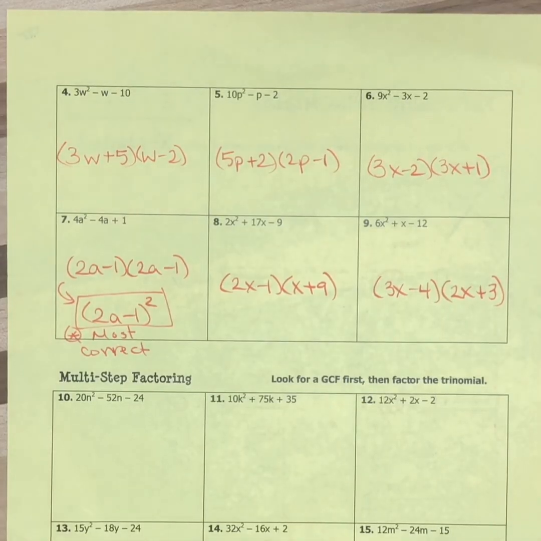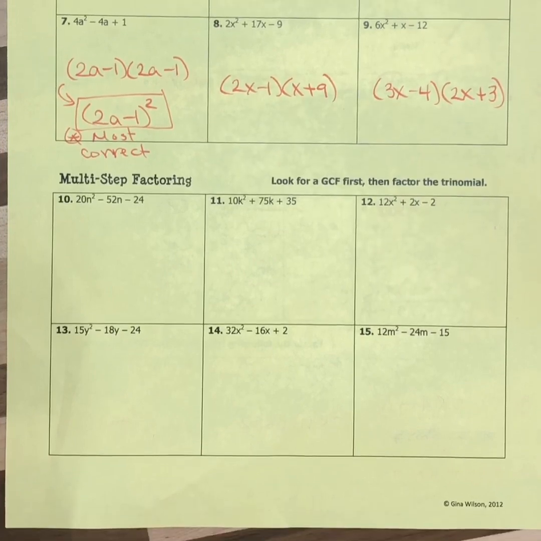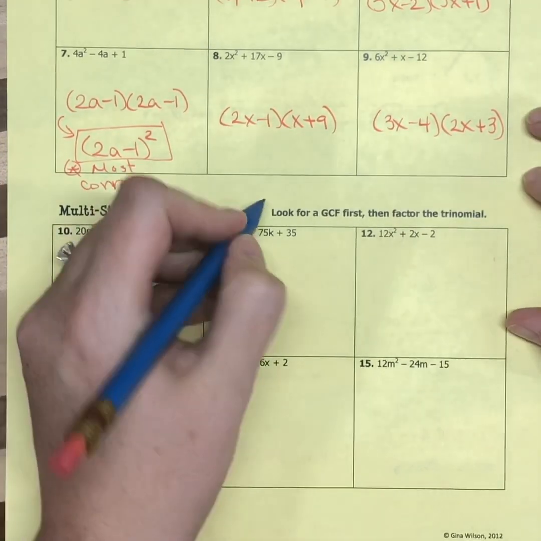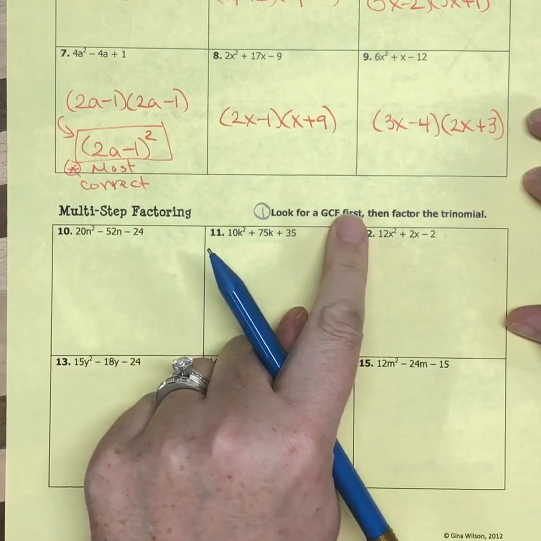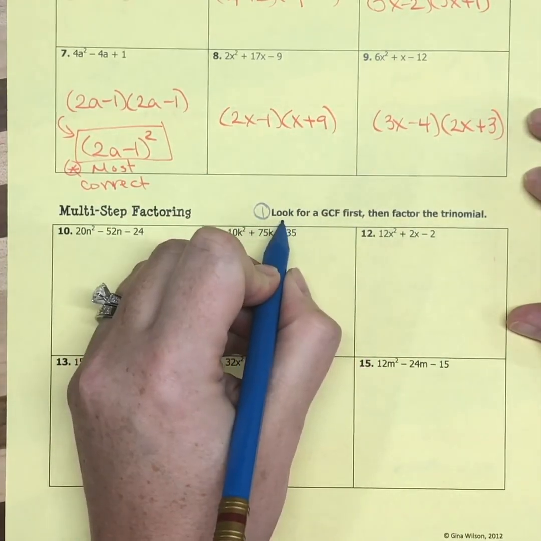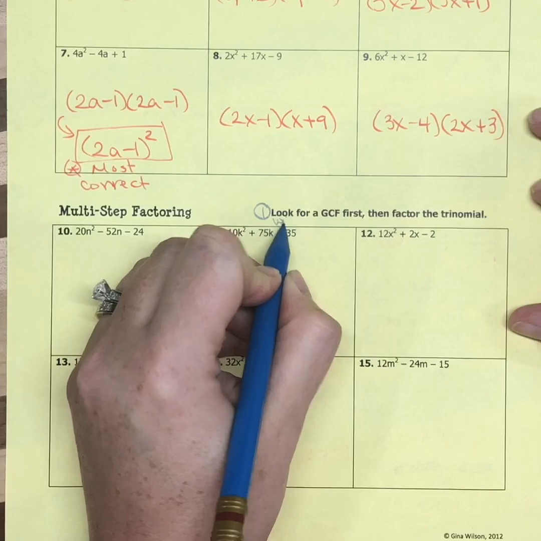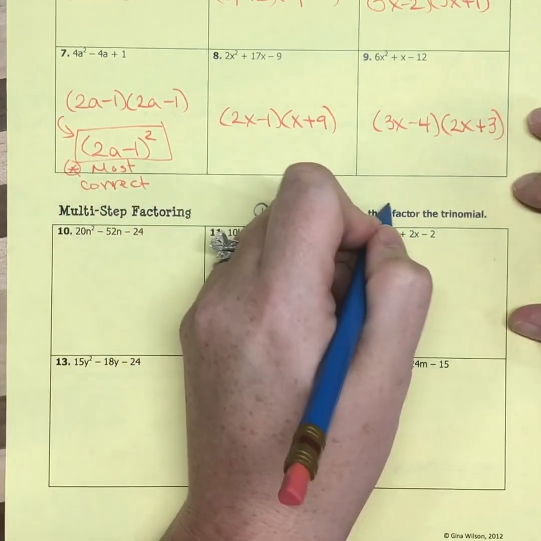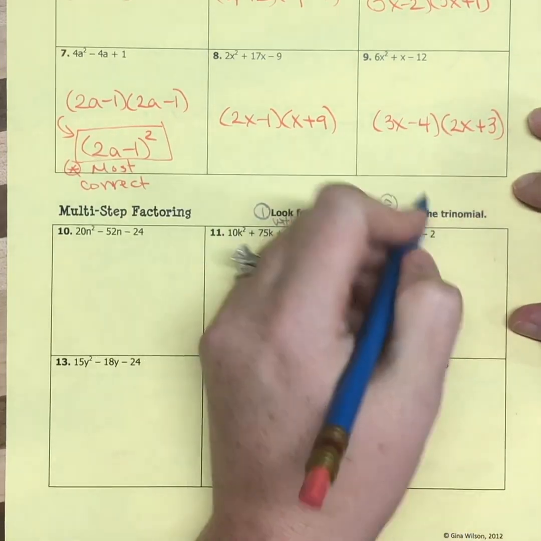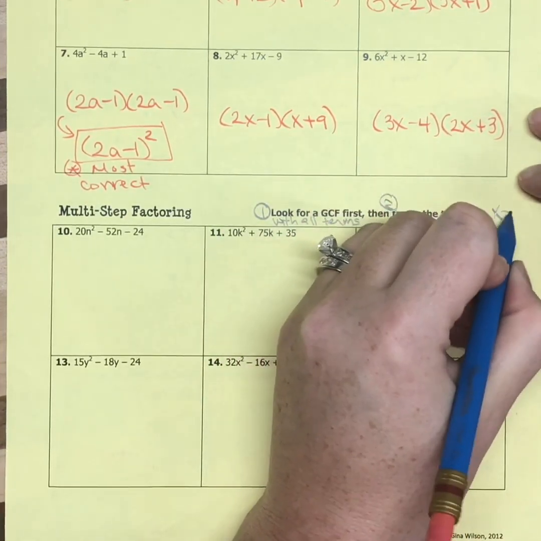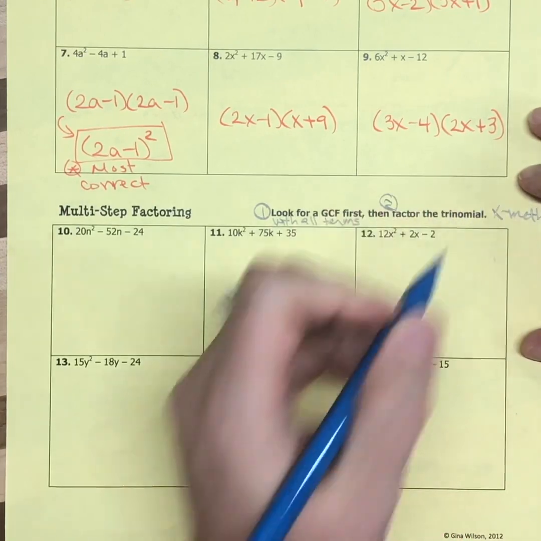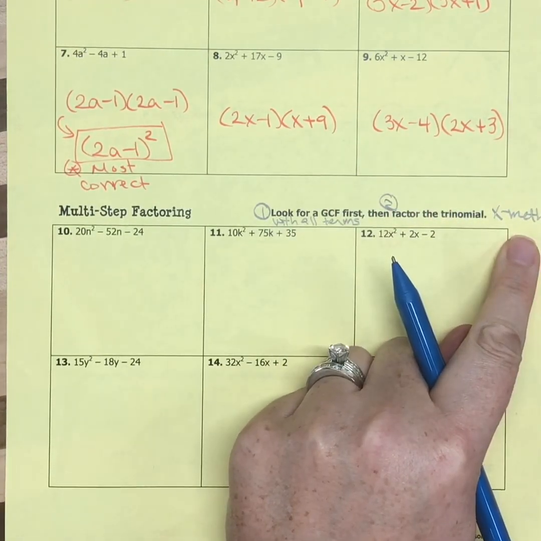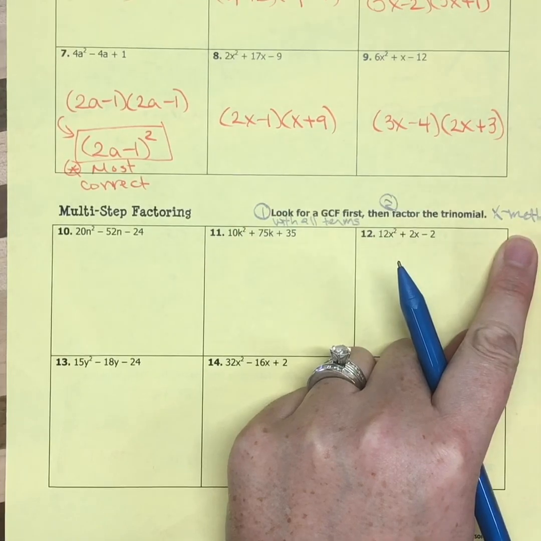Okay, so when we say multi-step factoring, that means you're combining a couple processes. Here we look for a GCF first, and when we say look for a GCF, we want to say with all the terms. Then step 2, we factor the trinomial using the X method. That's where we find the A, B, and C and the 2 new middle terms and then factor by grouping.